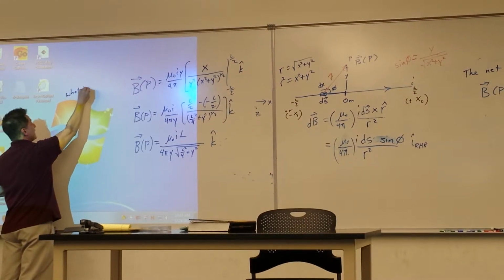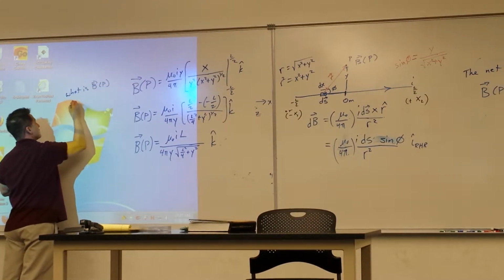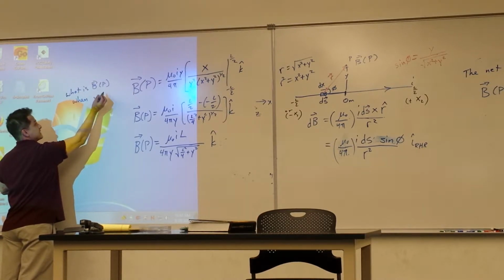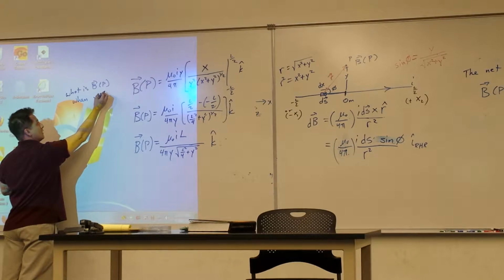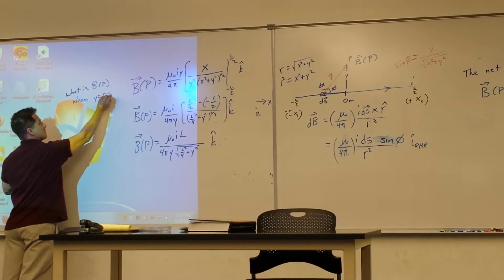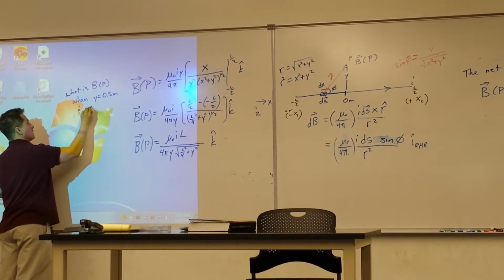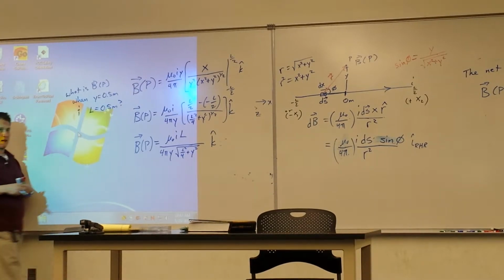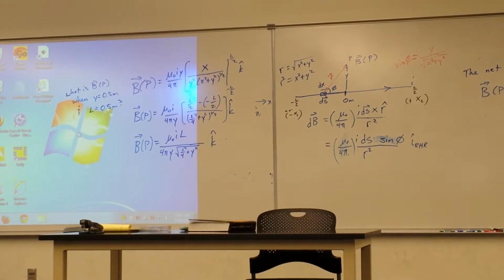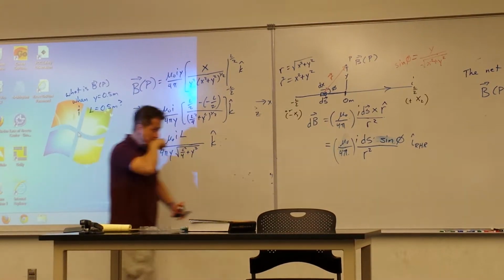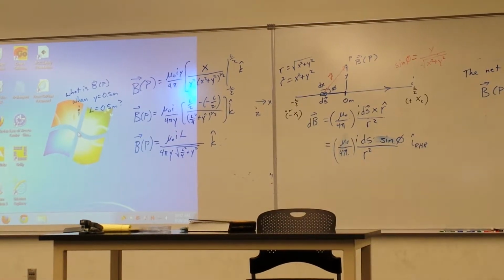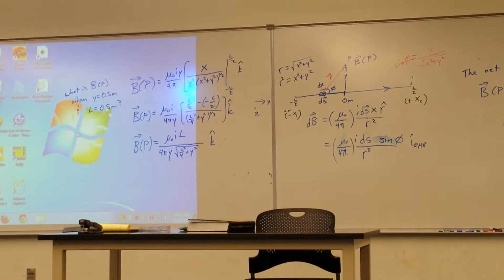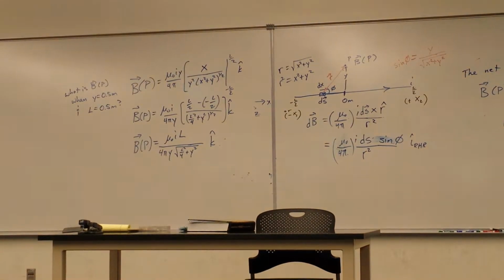So, what is B when y is equal to 0.5 meters, and L is equal to 0.5 meters? What would be the field vector?